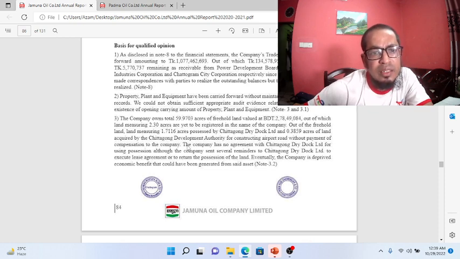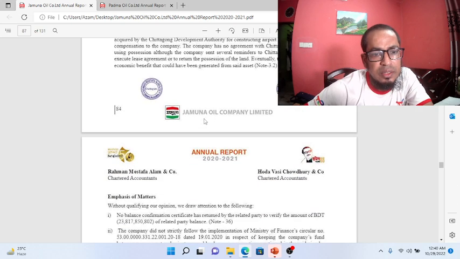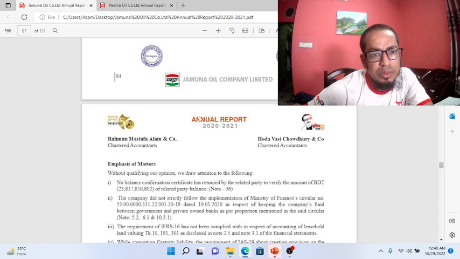There was freehold land possessed by Chittagong Dry Dock Limited, and there has not been any agreement with Dry Dock for using this land or recording it in the company's transactions duly. So there is no lease agreement or return of the possession. These three matters have been qualified by the auditor in this report of Jamuna Oil Company Limited. So this is the big issue. Except for this, the other matters were resolved by the auditor.